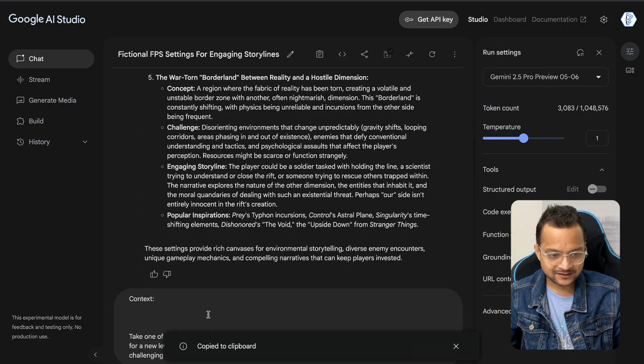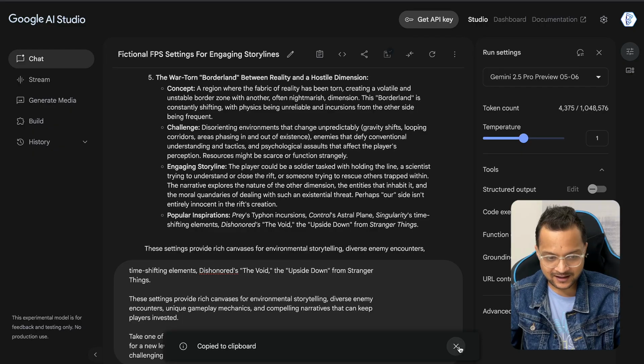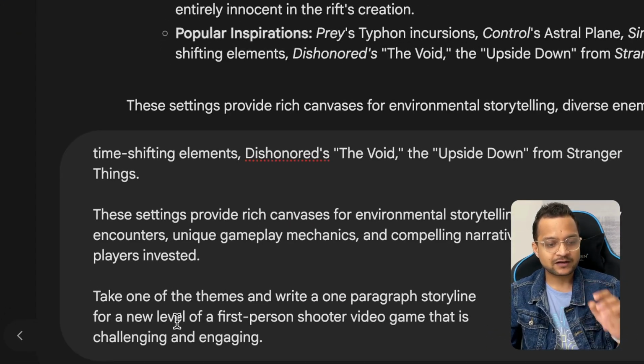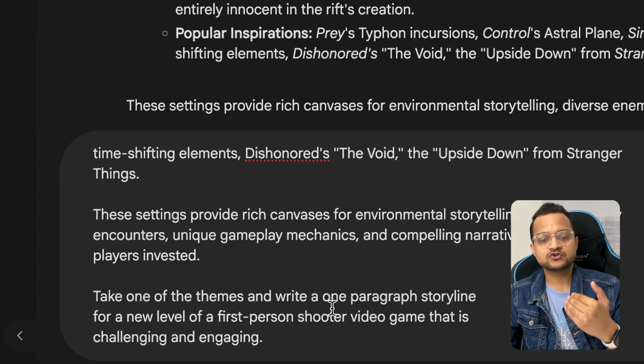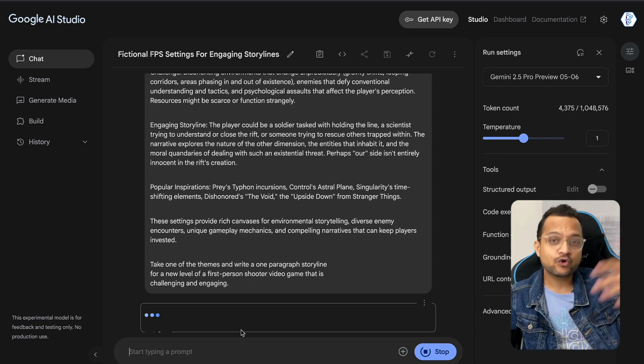So I'm going to copy the text, paste it here, everything is pasted here, and at the last we said, take one of the themes and write one paragraph storyline for the new level of a first person shooting video game that is challenging and engaging. So now it has more context.